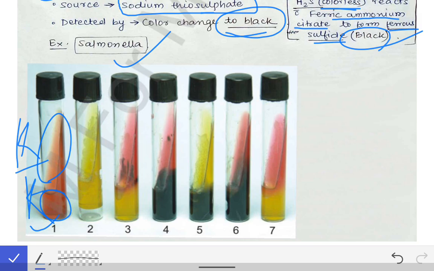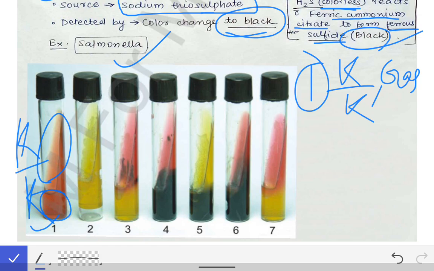So that means we can say that there is no H2S gas production as well. The test tube number 1 is K by K, gas negative. Okay, the gas is negative, and the H2S is also negative. So you should write this here.